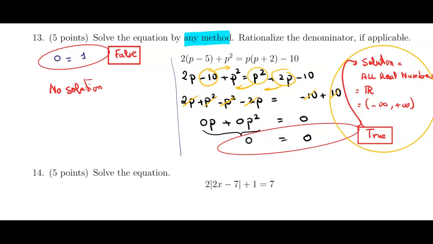So again, to summarize this exercise, you solve it as you usually solve any equation, linear equation or quadratic equation. If all the variables disappear and you end up with a statement, the statement should be a number equal to another number. If the two numbers are equal to each other, then it's going to be a true statement, and the solution would be R, all real numbers. All right. If those two numbers are not equal to each other, for example here, 0 is not equal to 1, it would be a false statement, and the answer would be no solution. Okay, that's all.